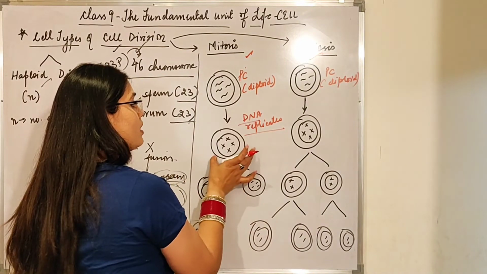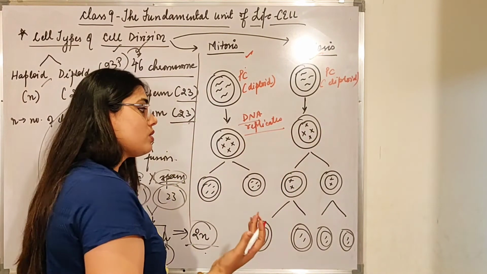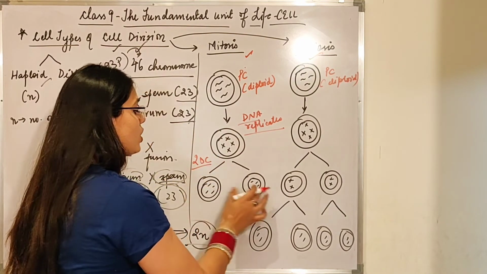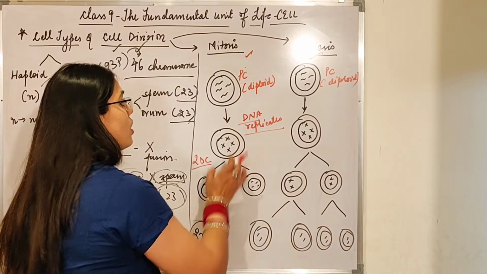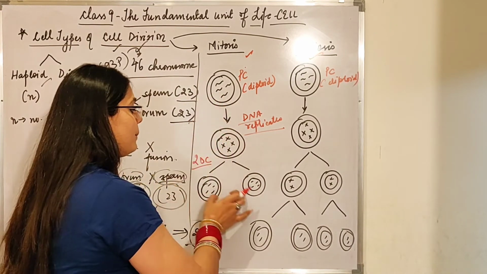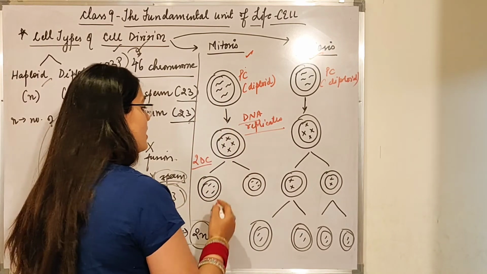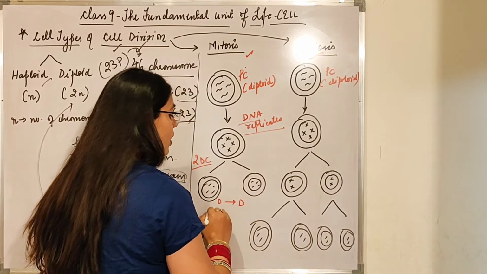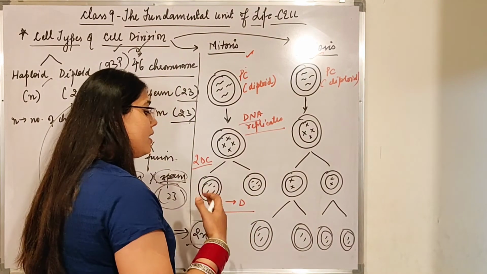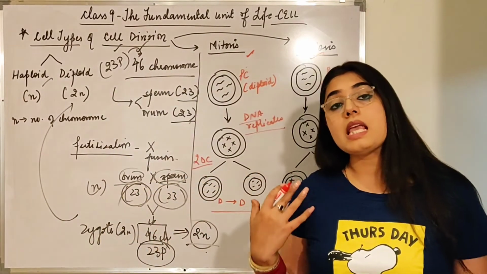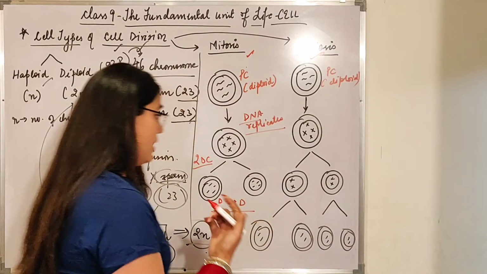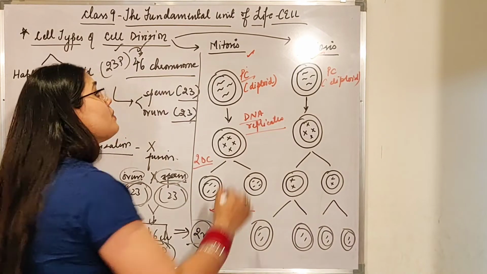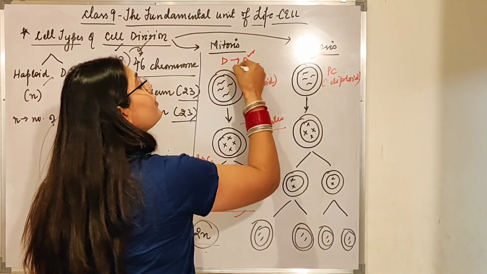Now in this, what is happening beta? DNA is replicating here also, same process. Now when the two daughter cells are formed beta, these two daughter cells are an exact copy of the parent cell. That means the diploid cell leads to the formation of diploid daughter cells only, just like the parent. So what is happening here beta, diploid forms only diploid.